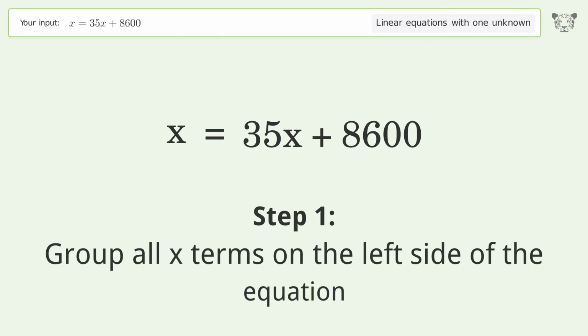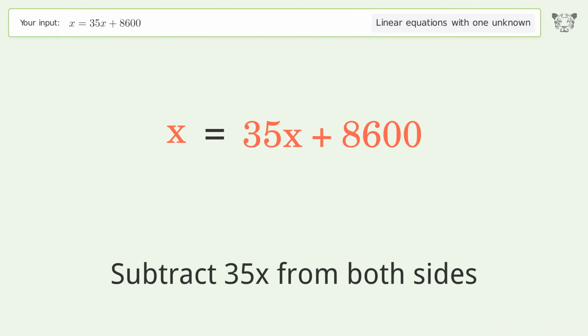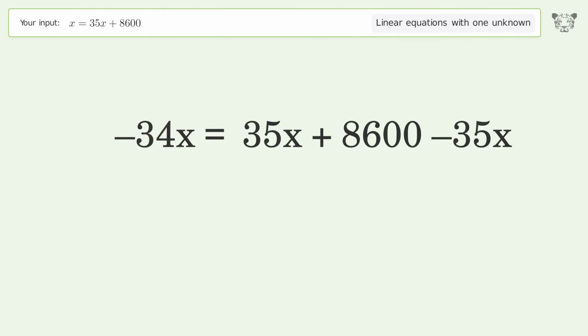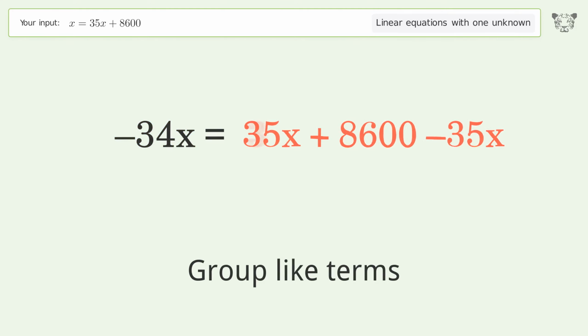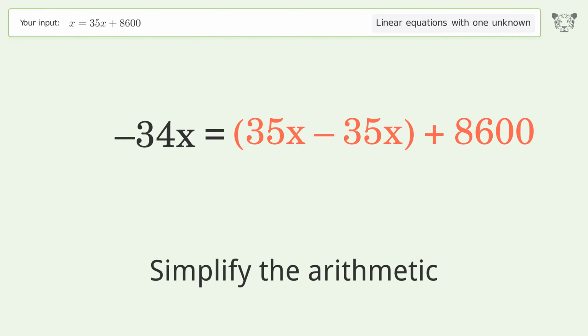Group all x terms on the left side of the equation. Subtract 35x from both sides. Simplify the arithmetic. Group like terms. Simplify the arithmetic.